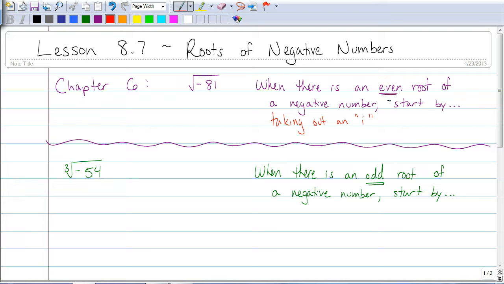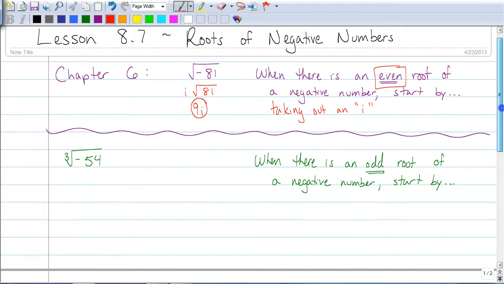Remember, that I represents an imaginary number. So remember, if I had the square root of negative 81, I'd start by taking out an I, so that would make it positive. So it'd be I times the square root of 81, and the square root of 81 is 9, so your answer would be 9I. Now that's if it's an even power root. What if it's an odd power root? That's what we're going to look at today.